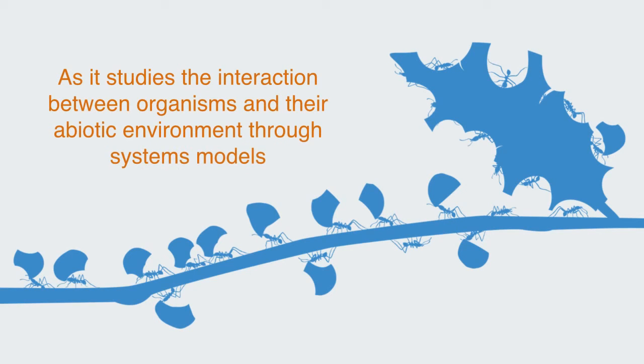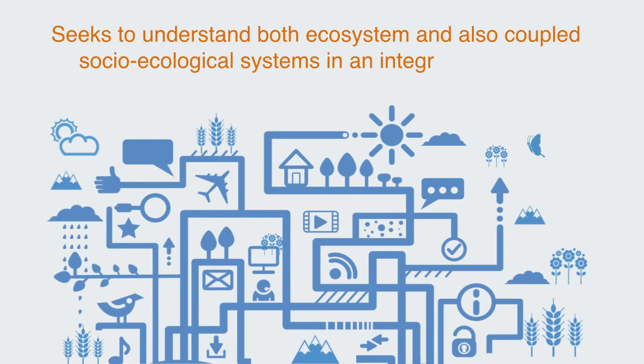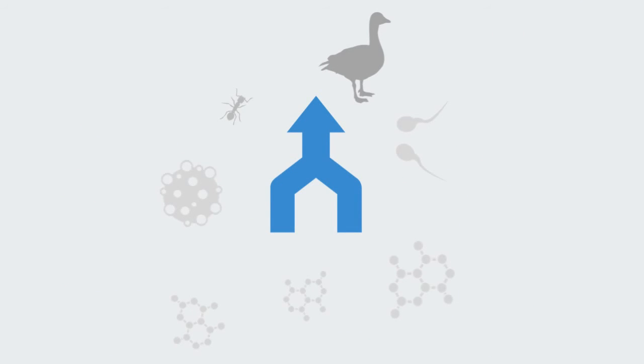In this module, we've been giving a high-level view to the domain of systems ecology, describing it as the application of systems theory to the study of ecology, as it studies the interaction between organisms and their abiotic environment through systems models. We talked about its holistic nature, as it crosses both physical and biological sciences, but also economics and the social sciences, to understand both ecosystems and also coupled socio-ecological systems in an integrated fashion. We talked about how it's based upon the process of reasoning called synthesis, that is focused primarily on the interaction between systems components and the patterns that emerge out of this instead of the properties of the parts themselves.